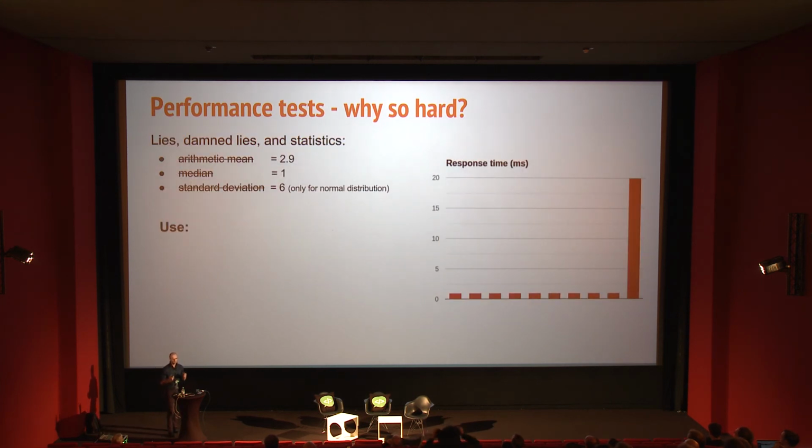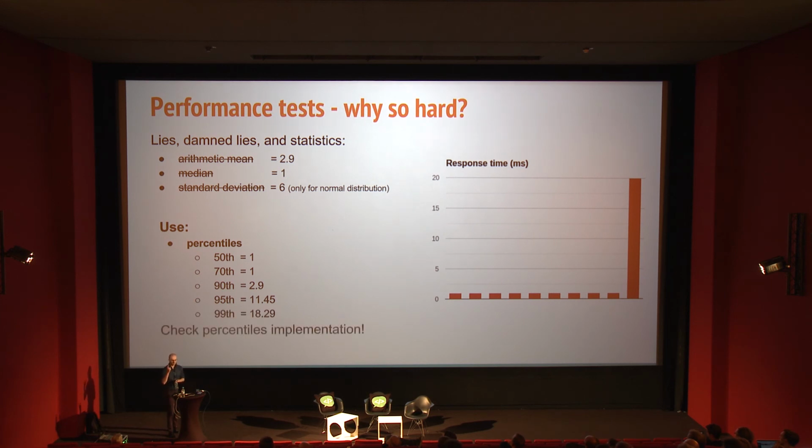So the question is, why should we use them? And my answer is percentiles. In my opinion, this is the best metric to get the overall view of the performance characteristics of your application. But be careful again and check the percentiles implementation, because it could use mean and standard deviation, which of course makes them useless as well.